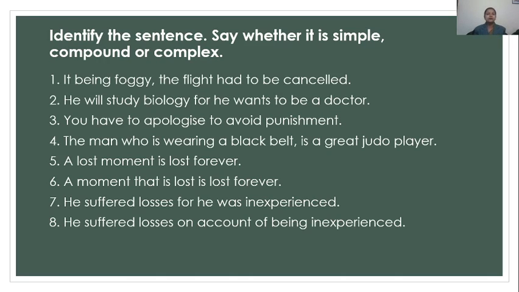Here I have one exercise for you, children. Let's find out whether the sentence is a simple sentence, a compound sentence, or a complex sentence. So don't forget, a simple sentence has one finite verb. A compound sentence has two independent clauses, or in this way also we can understand it: a simple sentence always has one independent clause, a compound sentence has two independent clauses, and a complex sentence has one independent and one dependent clause.